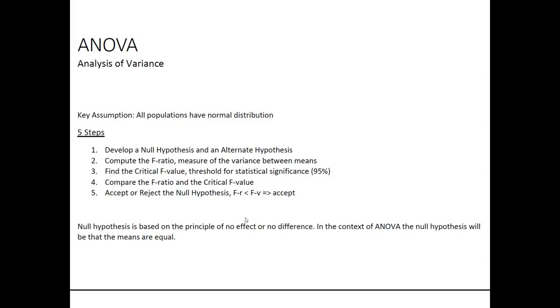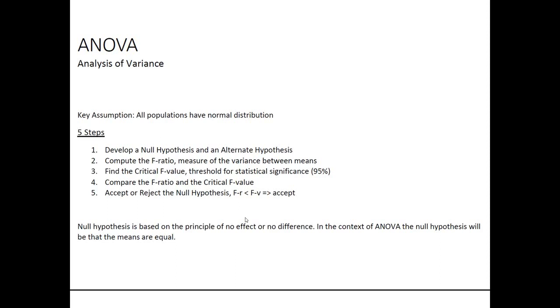To do ANOVA, you have 5 steps, and this is very, very similar to our t-test. The first one is to develop the null hypothesis and alternate hypothesis. These are basically the same techniques that we use to set up our hypothesis. The only difference here is that the null hypothesis will state that there are no measurable differences, therefore all the groups are equal to each other, and the alternate hypothesis will say the groups are different from each other, or in other words, the null hypothesis is wrong.